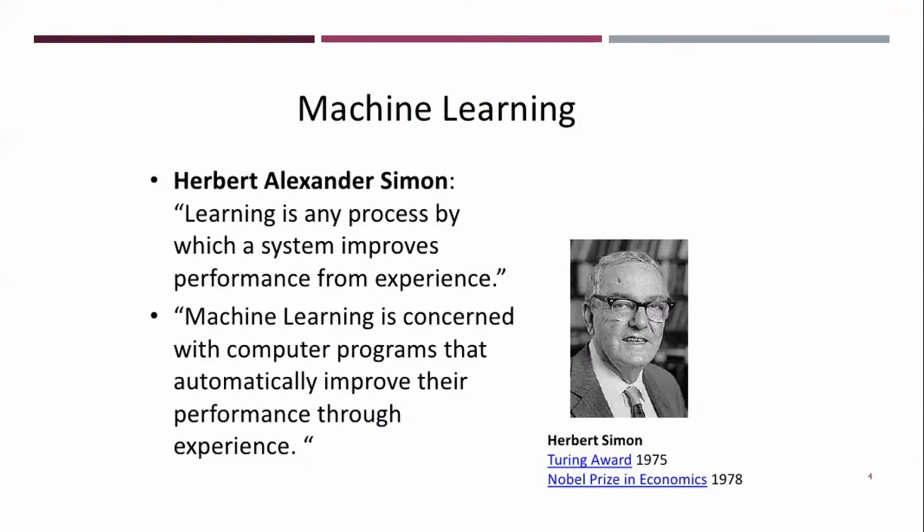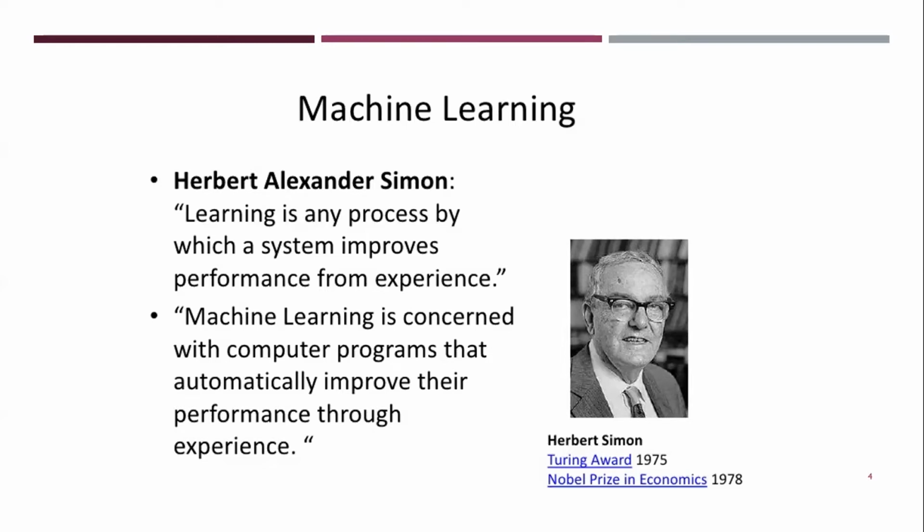As I was saying earlier, I really like this definition of machine learning from former Nobel Prize winner Herbert Simon. We all know that learning is a process that is mainly done by humans or natural beings. But how do machines also learn?